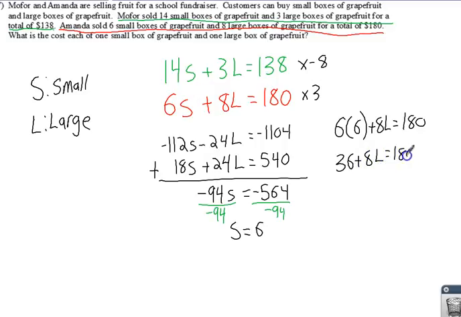Alright, so now do 180 minus 36. That's 8L equals 144. Divide that by 8. And I'm left with 18. You can put the dollar symbol on here if you want, or I'm just going to go, you know what there? My small box of grapefruit is $6, and my large box of grapefruit is $18. That's a lot of fruit.